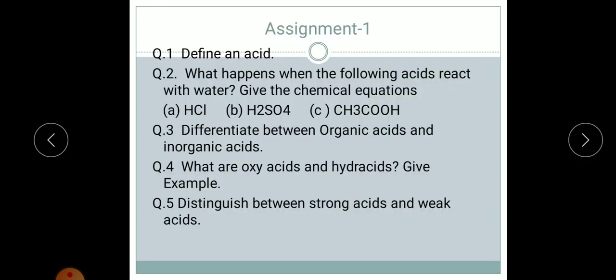Now today's assignment. Number 1, define an acid. Question number 2, what happens when the following acids react with water? Give the chemical equations: HCl, H2SO4, acetic acid, CH3COOH. Question number 3, differentiate between organic acids and inorganic acids. Question number 4, what are oxyacids and hydracids? Give examples. And question number 5, distinguish between strong acids and weak acids. So complete this assignment and send it to my mail.